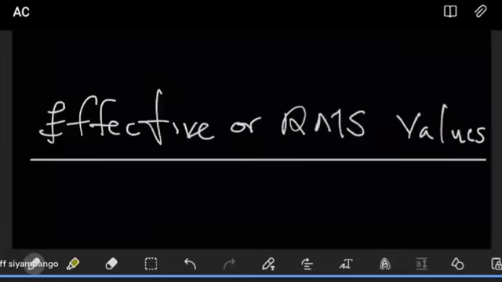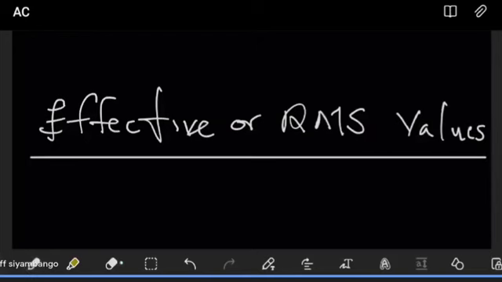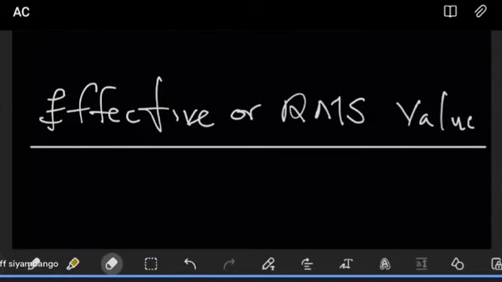Okay, so we're going to finish up the rest of power, and we have the effective or RMS value coming first. Now, what is the effective value? Well, this is just the measure of the effectiveness of a voltage or current source when it comes to delivering power to a resistive load.